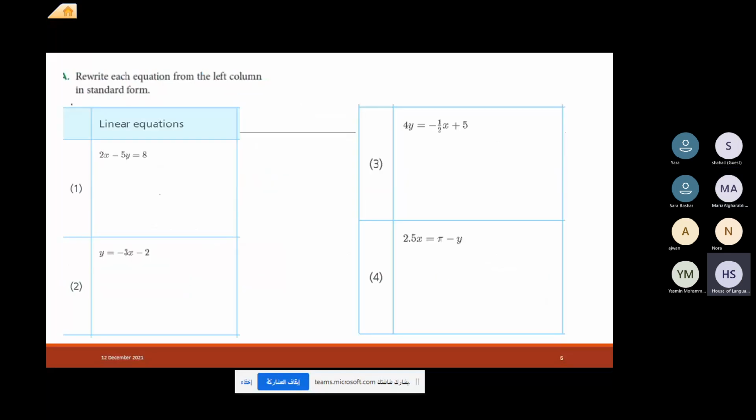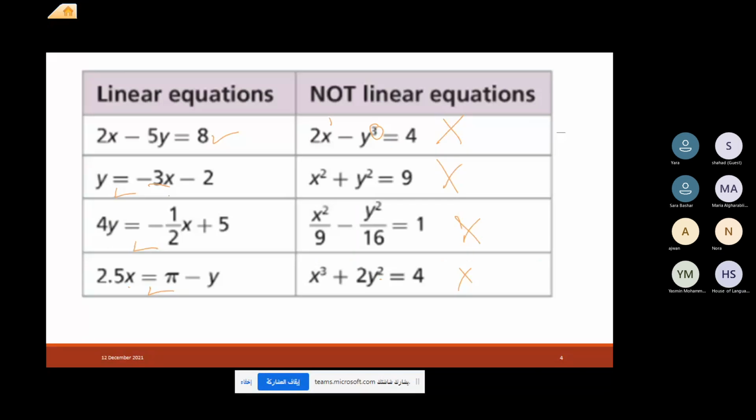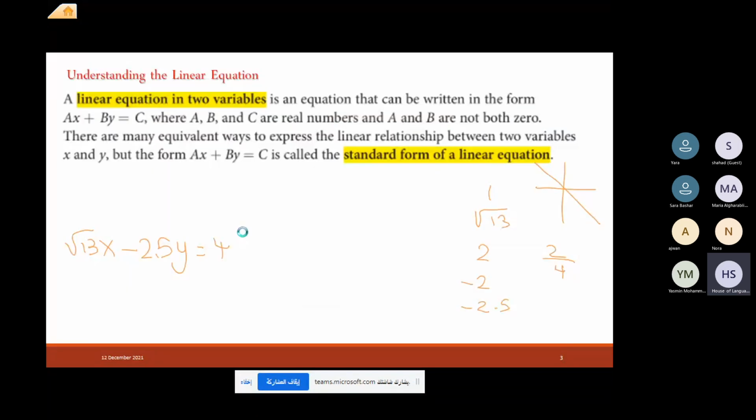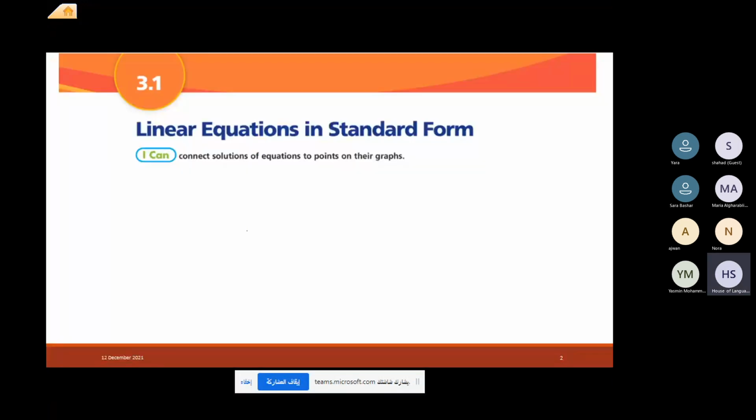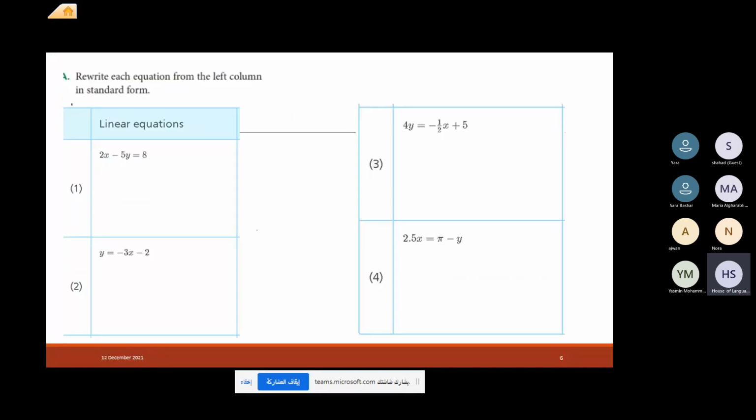Let's continue now. Here, these 1, 2, 3, and 4. This is what we said here before. We say that they are linear, but they are not written in standard form. What do I mean by standard form? X and Y on one side, and the constant on the other side. Look at the first one.